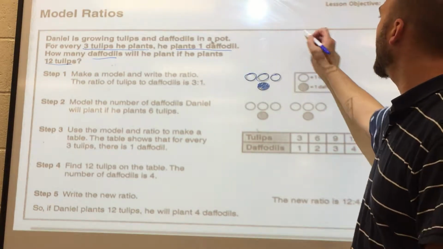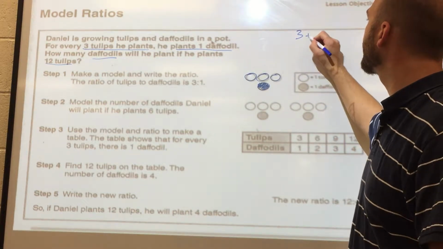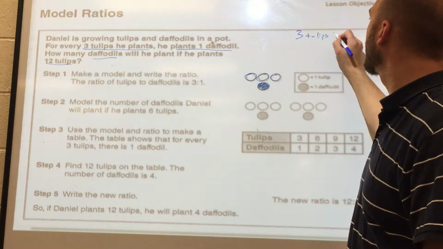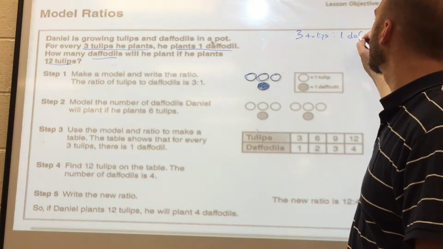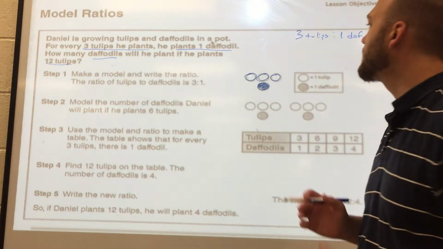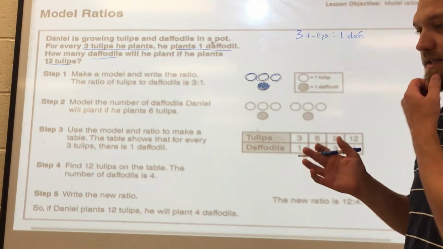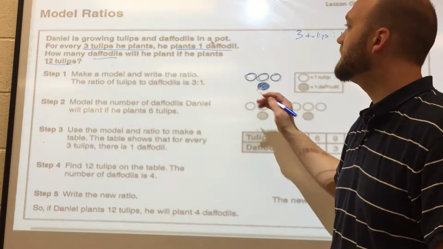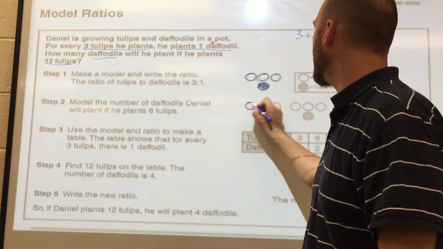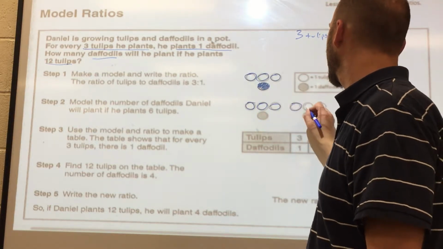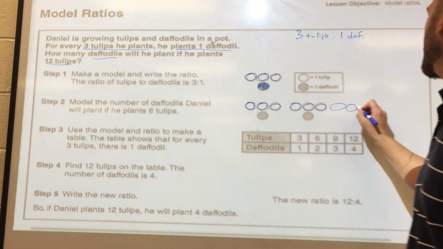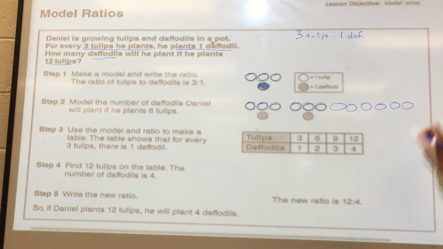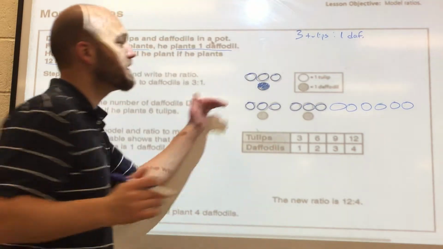All right, so we have 3 tulips to 1 daffodil. If we wanted to model this out, we could just keep drawing them. And so tulips will be clear, so we plant 12 of them. 4, 5, 6, 7, 8, 9, 10, 11, 12. So there you can see we have all 12 of our tulips.